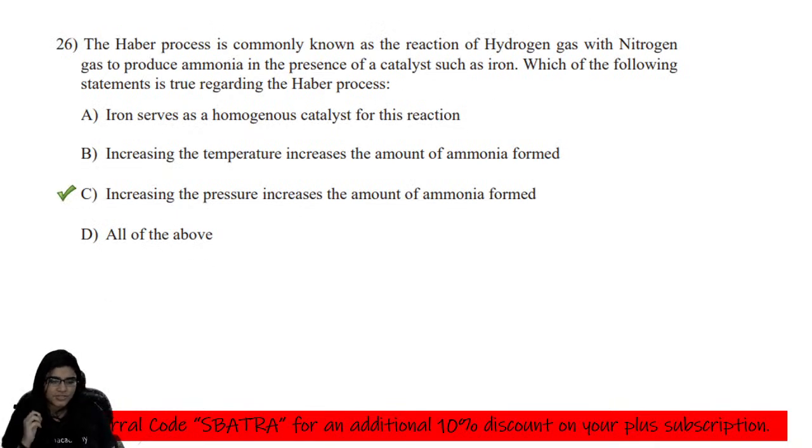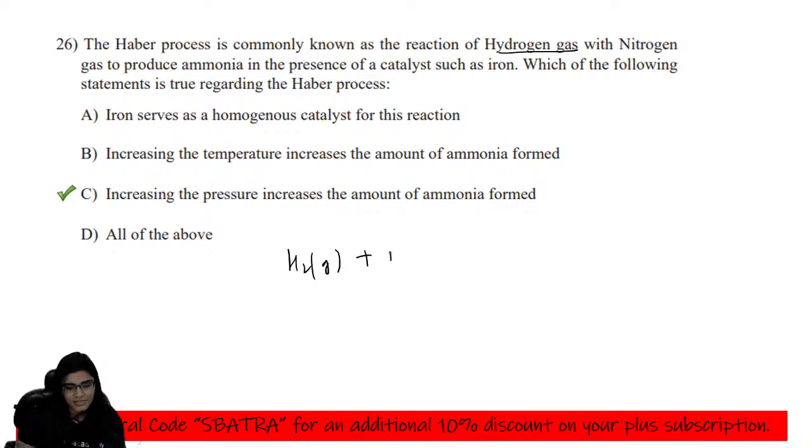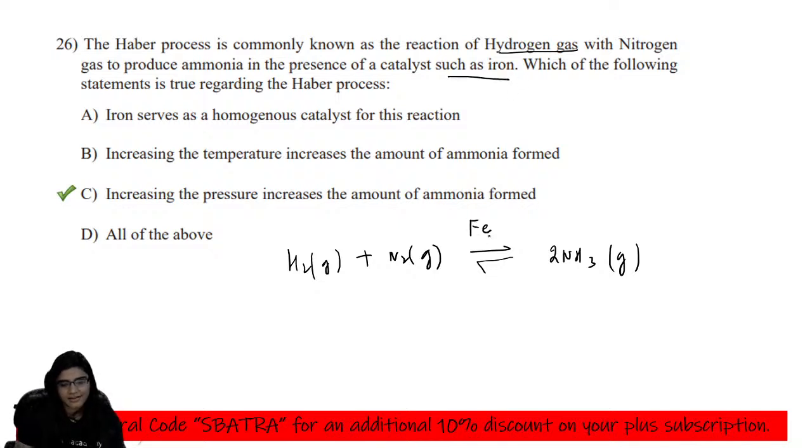This is your next question, and the question says the Haber process is commonly known as the reaction of hydrogen gas plus nitrogen gas to produce ammonia, in the presence of catalyst, that is iron. Which of the following statements is true regarding the Haber process? Option A: Iron serves as a homogeneous catalyst for this reaction.